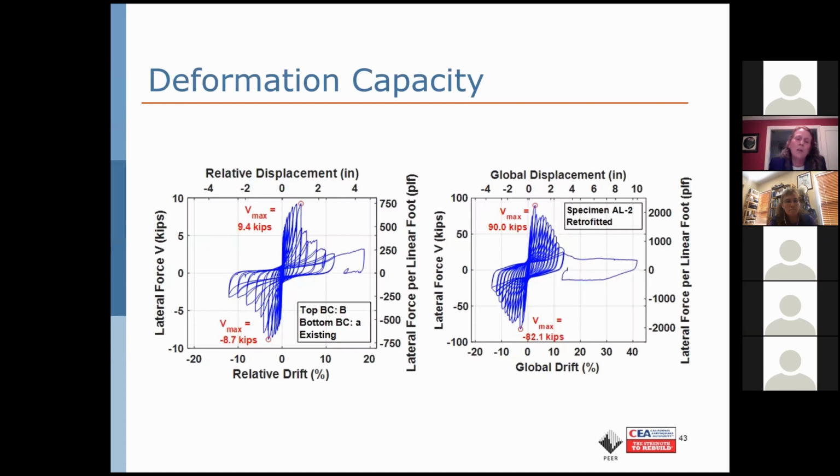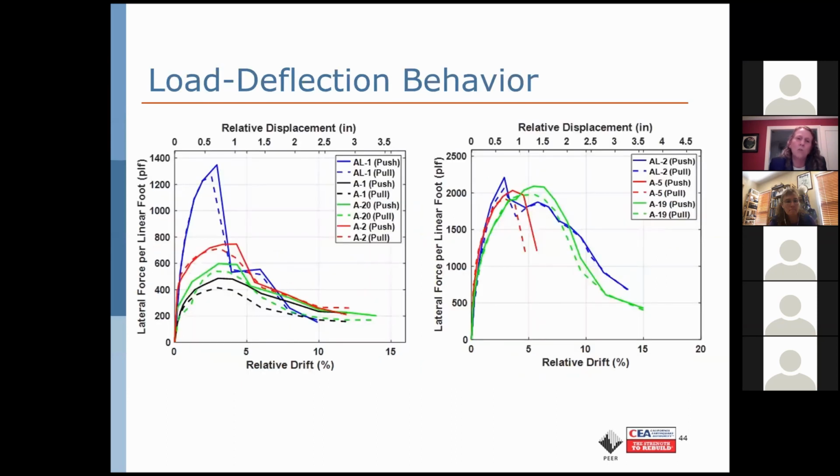Deformation capacity, the post-peak residual capacity, is hugely important to the numerical modeling. And we certainly saw across all of the specimens that they retained capacity out to very, very large drift ratios, and some of the tests up to 40%, which is amazing.